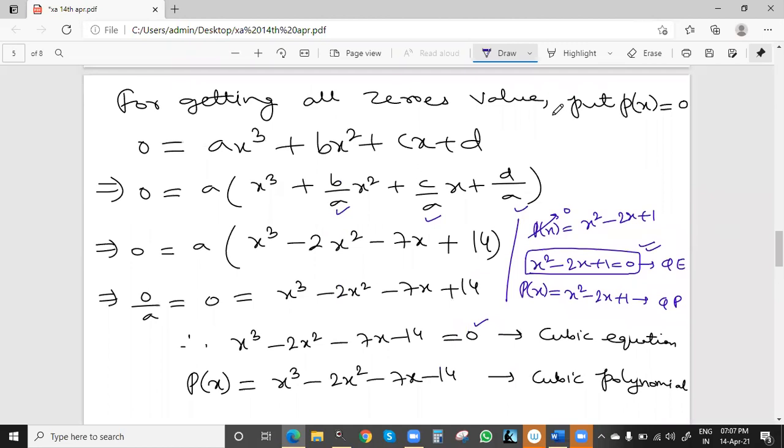Please note the final steps. Anyone having any doubt, please ask. This was the second question of optional exercise 2.4.